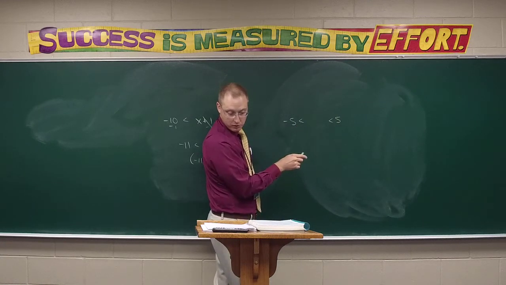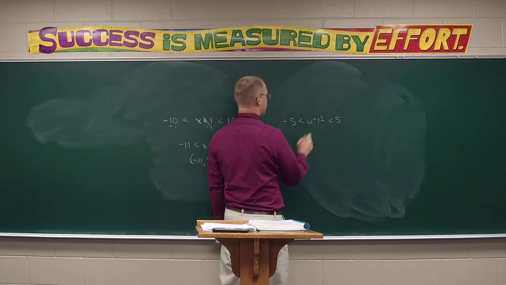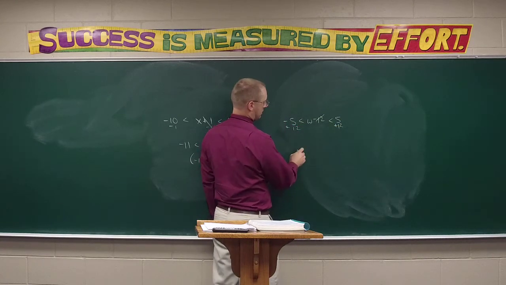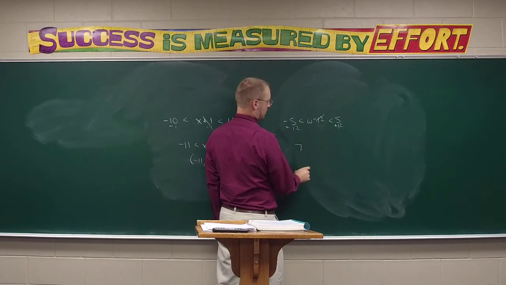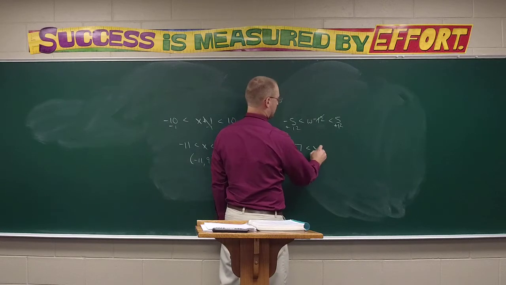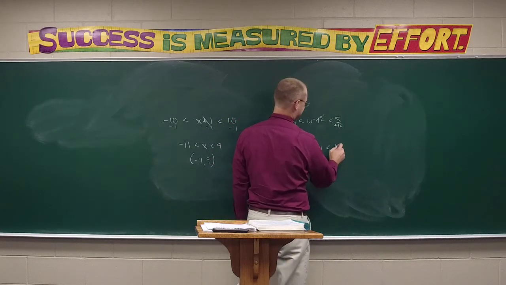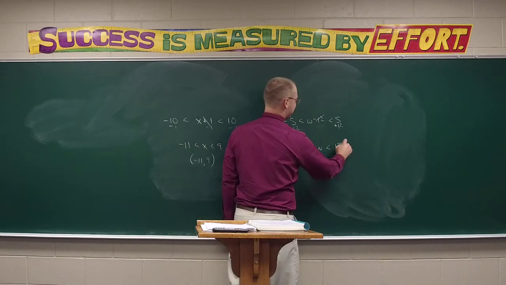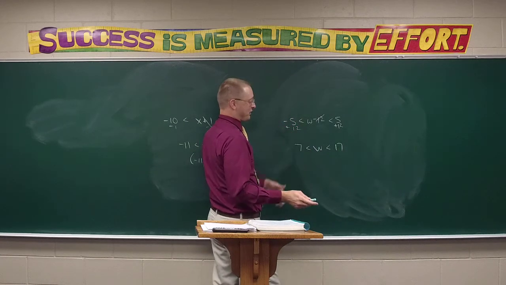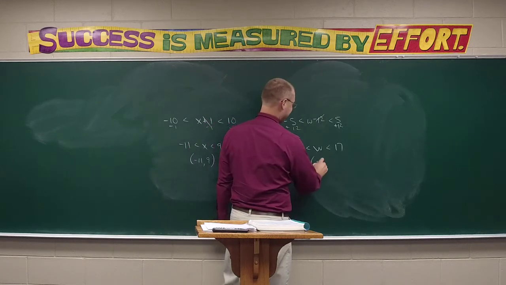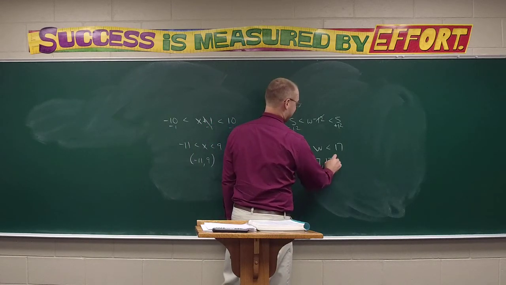That's w plus 12, w minus 12. All we have to do is add 12 to everything. And what do we get? You get 7 is less than w is less than 17. And so really, we don't even have to write the double V, because we're going to just put parentheses 7, comma 17, parentheses.